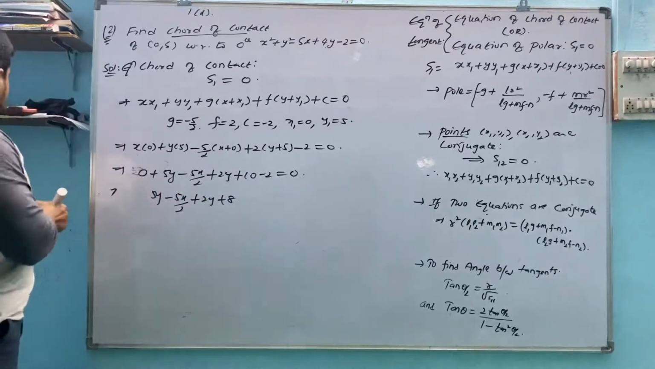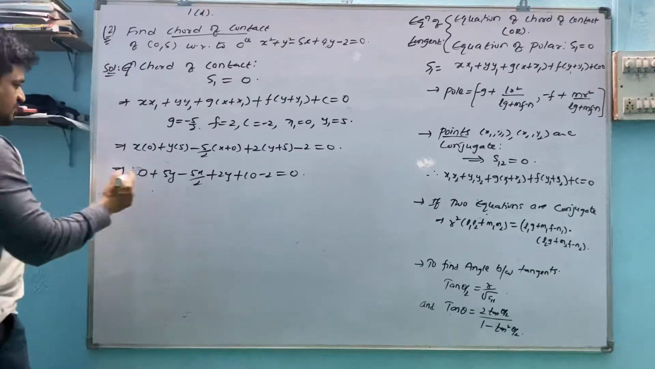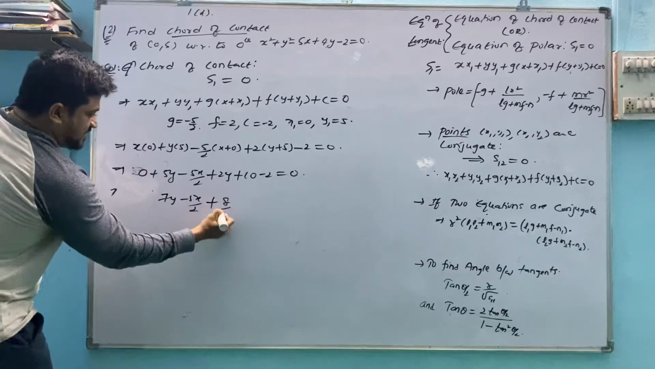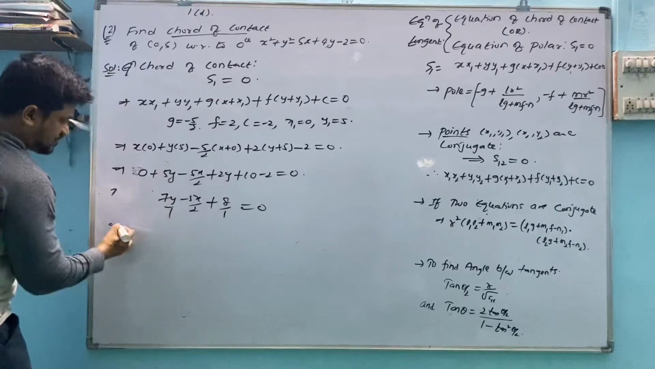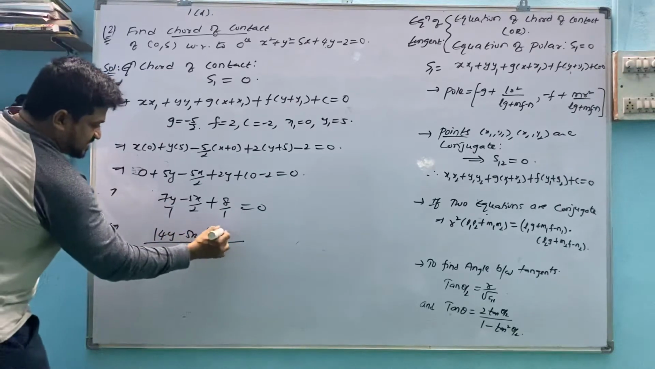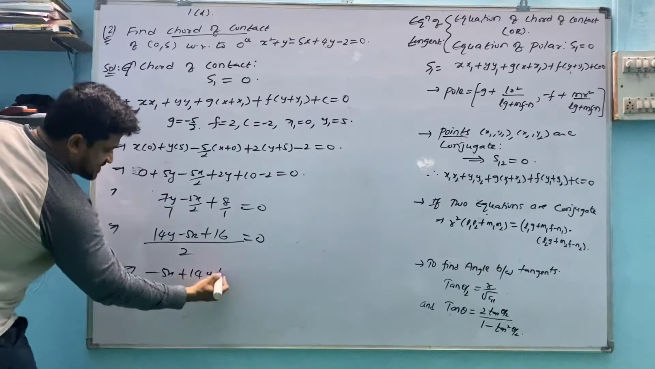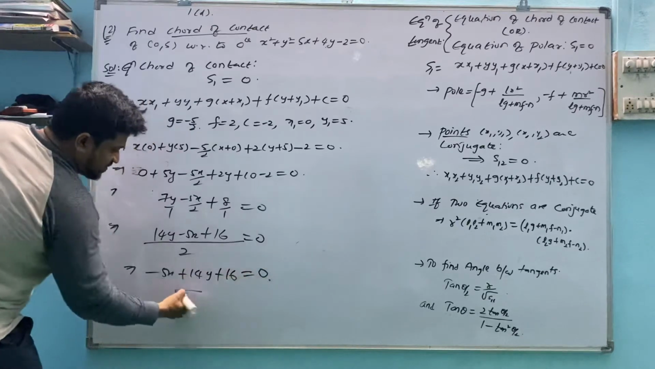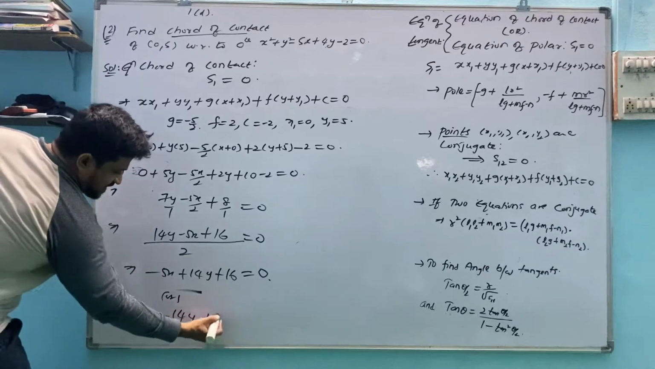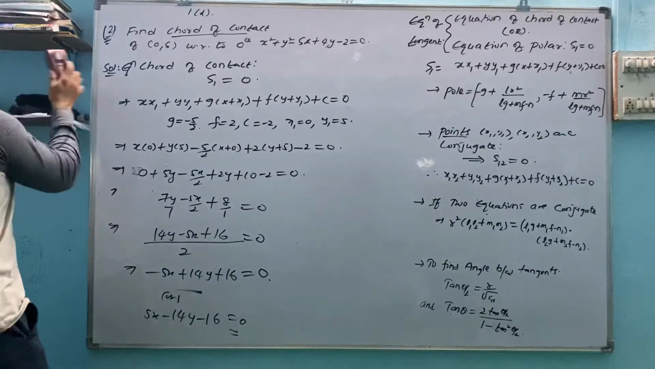Okay, you can do one thing. 5y and 2y, 7y minus 5x by 2 plus 8 by 1 equals to 0. Then LCM is 2, 2 7s 14y, 5x as it is, 2 8s are 16 equals to 0. Minus 5x plus 14y plus 16 equals to 0. You can multiply by minus sign also. 5x minus 14y minus 16 equal to 0 is required equation of chord of contact.